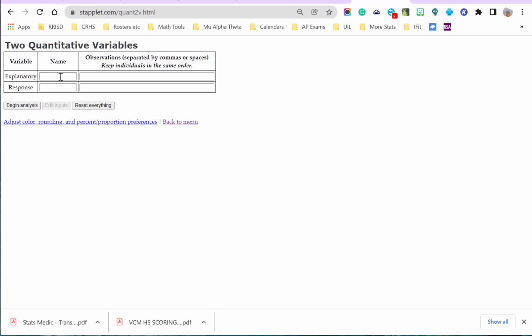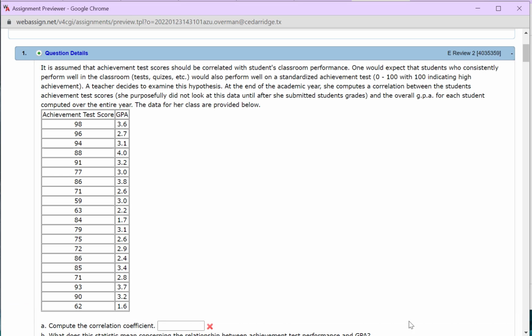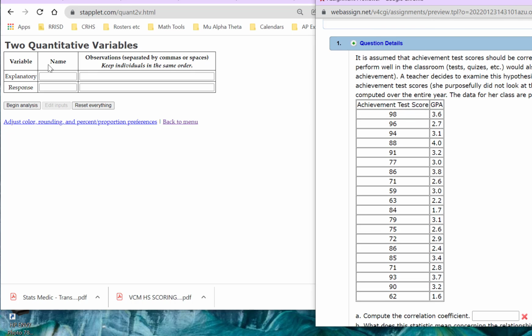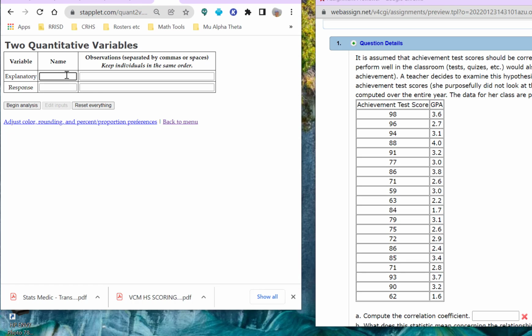And for our explanatory, let me go ahead and look at what that was. I guess I should move this up just a little bit so I can see my other. There we go, so I can switch easy. So I'm going to enter all these achievement test scores and GPAs. I'm just going to move this off the screen so I can see them. There we go. So, test score is the explanatory. And I'll do 98, 96, 94.